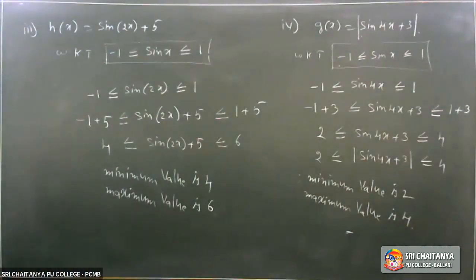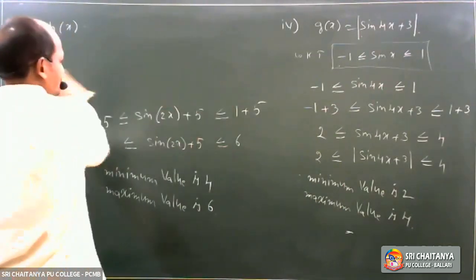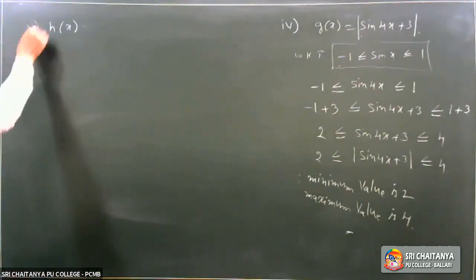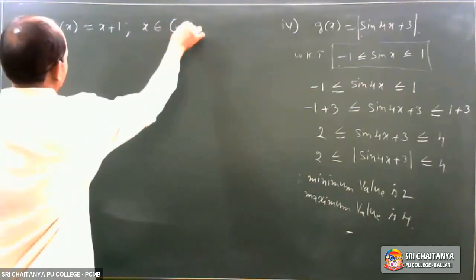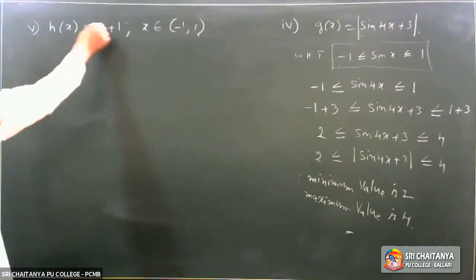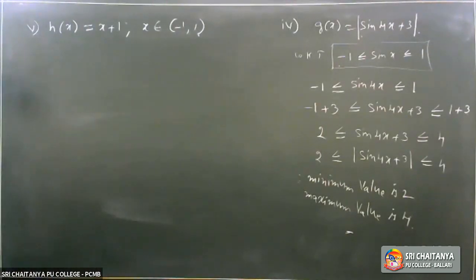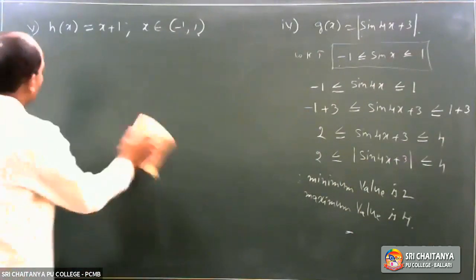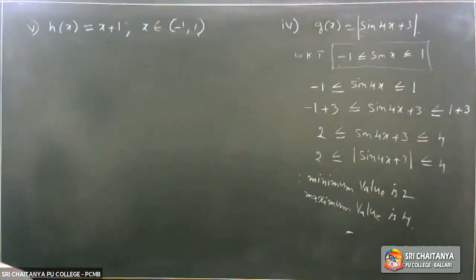Right. Next question. Fifth one. H of x is equal to x plus 1, where x belongs to minus 1 comma plus 1. Find the maximum and minimum values of the following function. So h of x is equal to x plus 1, where x belongs to the interval minus 1 to plus 1.